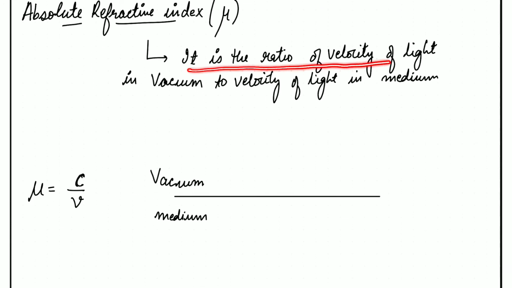It is the ratio of the velocity of light in vacuum to the velocity of light in the medium. If you want to find the absolute refractive index of a medium, you have to compare it with the vacuum. The light ray traveling in vacuum means there is no medium present, there is nothingness. That means there will be no obstacle for the light to overcome, so light will be at its fastest.